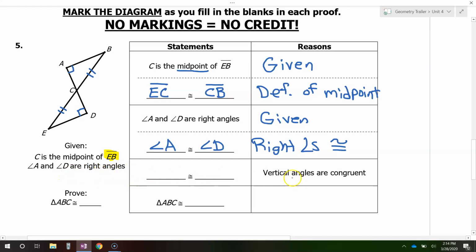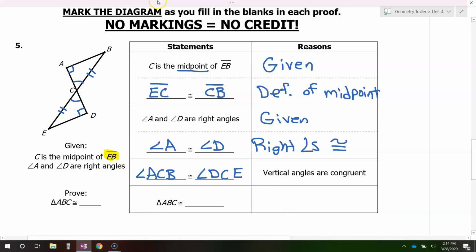Oh, well, okay, they made it super easy by giving us the reason. Vertical angles are congruent. So where are these vertical angles of which you speak? They are right here and right here. So that is angle ACB and angle DCE. So this gives us enough information to say that the two triangles are congruent.